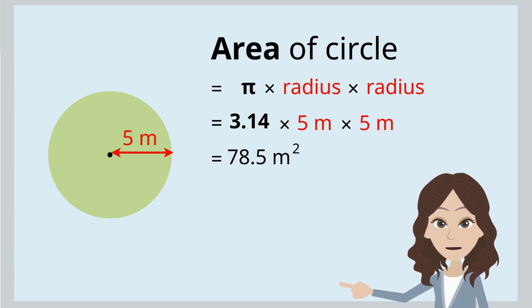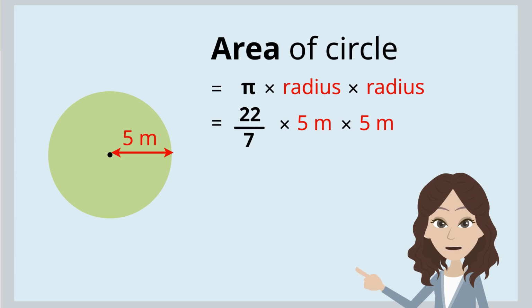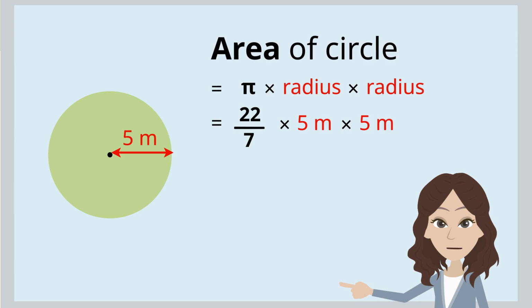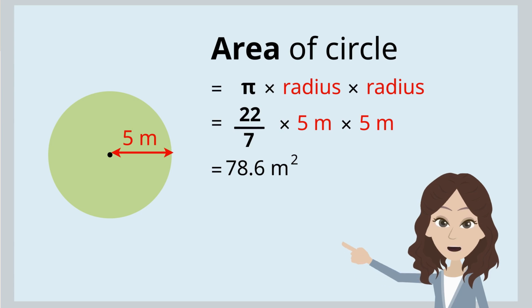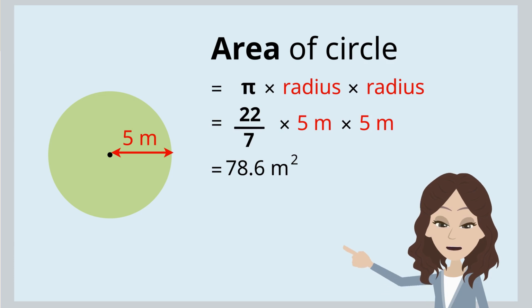We can also take the value of pi to be 22/7. Using pi as 22/7, the area of the circle is 22/7 times 5 meters times 5 meters, which gives us 78.6 square meters. So, the area of this circle is approximately 78.6 square meters. Did you get it right?